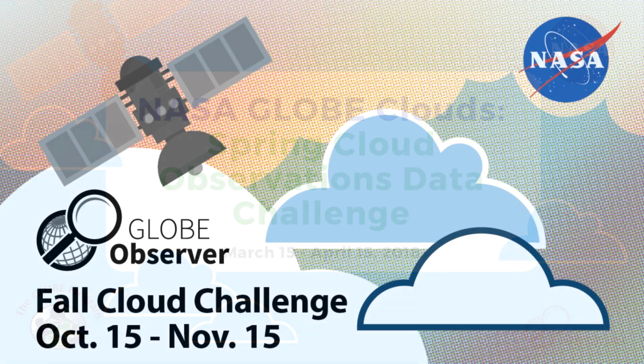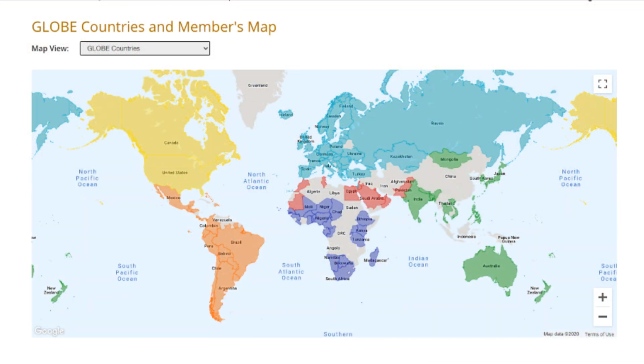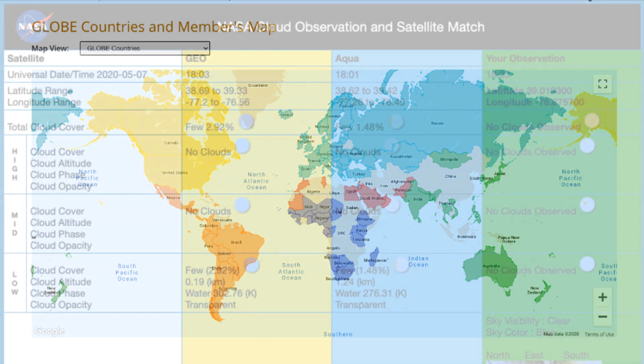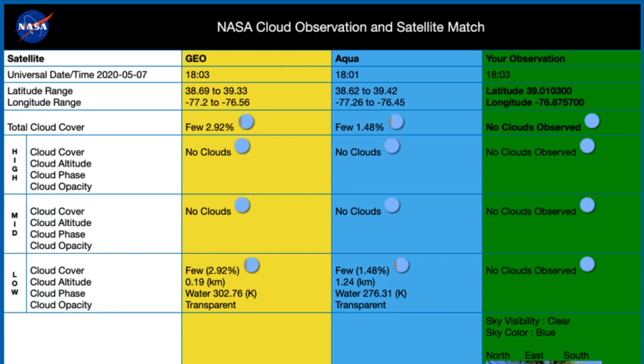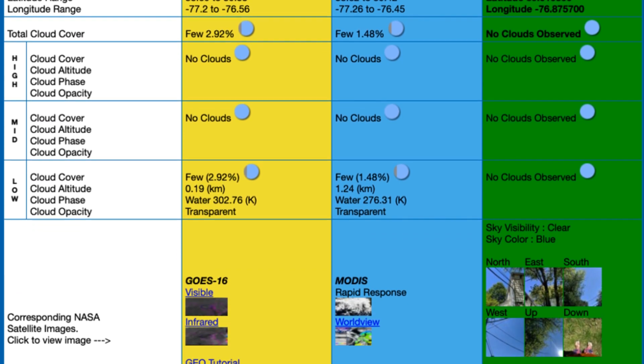More recently, I have been looking at the data collected during the Spring Cloud Challenge of 2018 and the Fall Cloud Challenge of 2019. Because these challenges were worldwide events, I was able to show how the distribution of clouds changes from region to region of Earth.